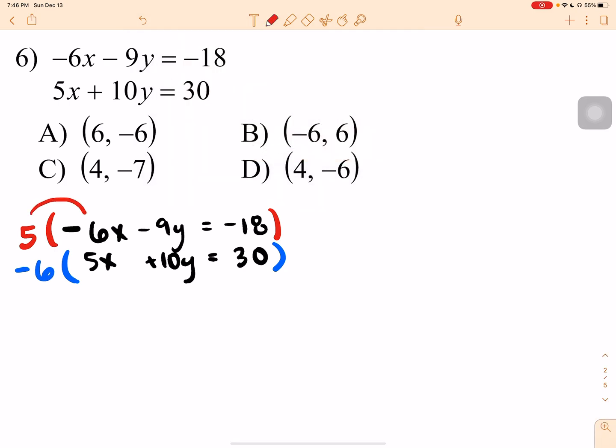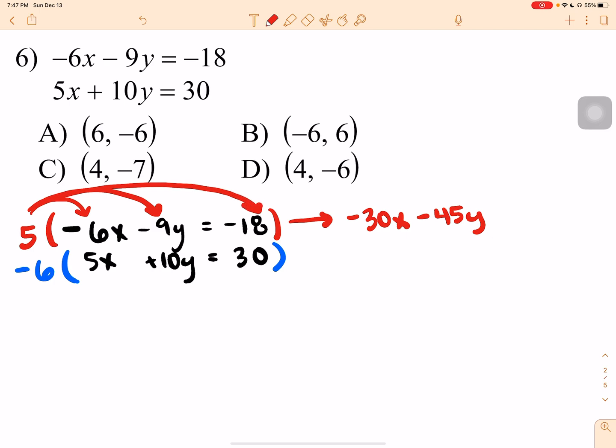So I'm going to start distributing these. 5 times -6x will be -30x. 5 times -9y is -45y. And 5 times -18, that is going to be -80, I believe. My brain's not, oh no, 90. Yep, 90. Okay, so then it's going to be -90, equals -90. Sorry guys, I'm tired. Equals -90, okay?